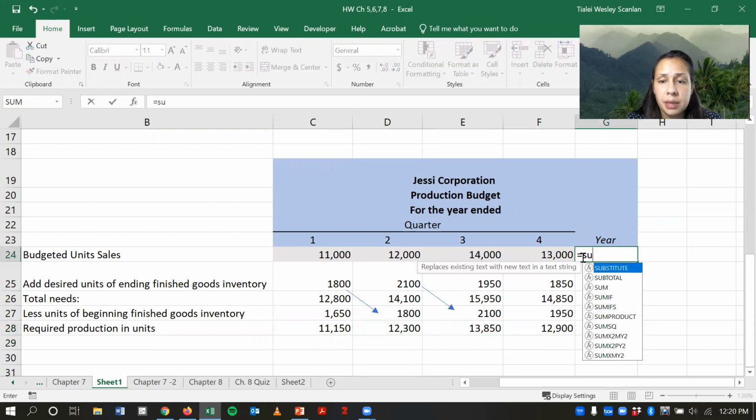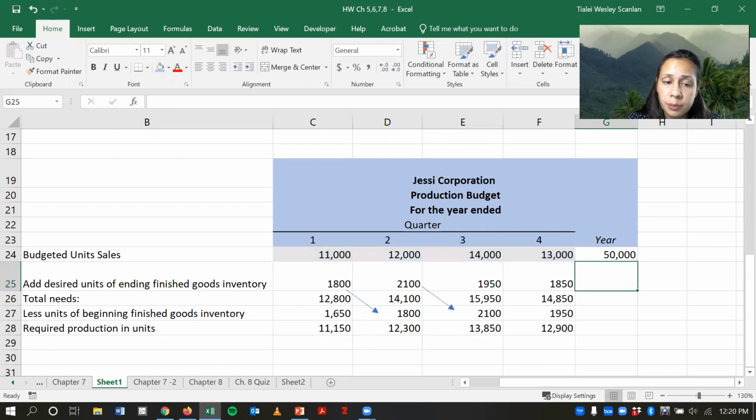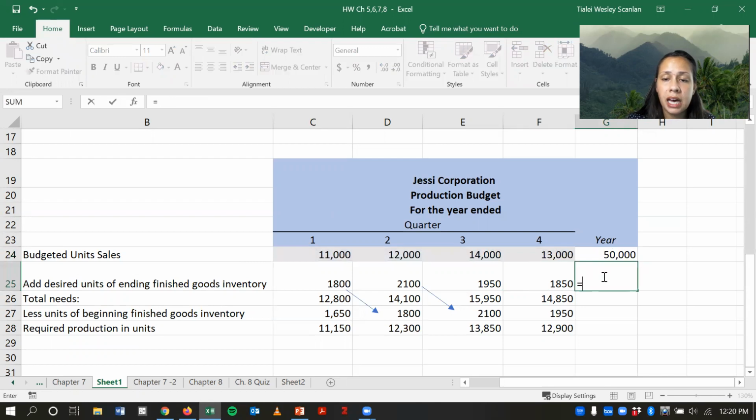And for the year, I can sum up all of these for the year. So the budgeted unit sales. And then there are the assumptions in there. So the desired ending, we won't want to sum this up because that wouldn't be accurate of how much ending. We wouldn't have 14 plus another 18 plus 21,000. That doesn't really represent our desired ending. It wasn't always 21,000. So we just take this ending and that will become our ending.